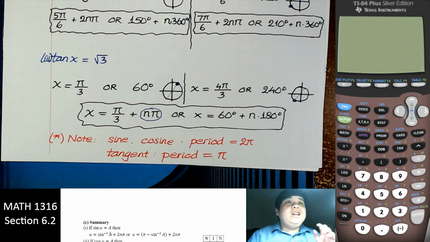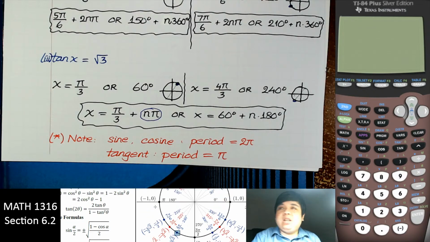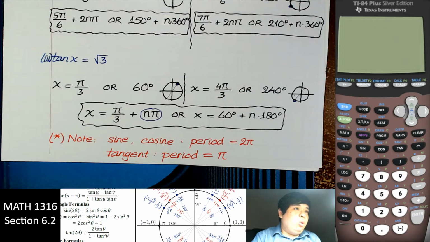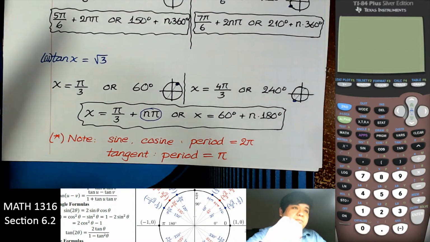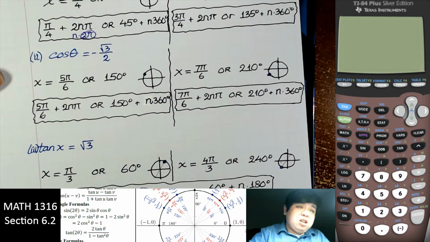So this is nice and all, but we cannot always refer to the unit circle, because on the unit circle we only have a few special points. What happens if the point is somewhere in between here, or some point in between here? We won't be able to tell it from the unit circle. So there must be a more general way than this. So this is the first note.